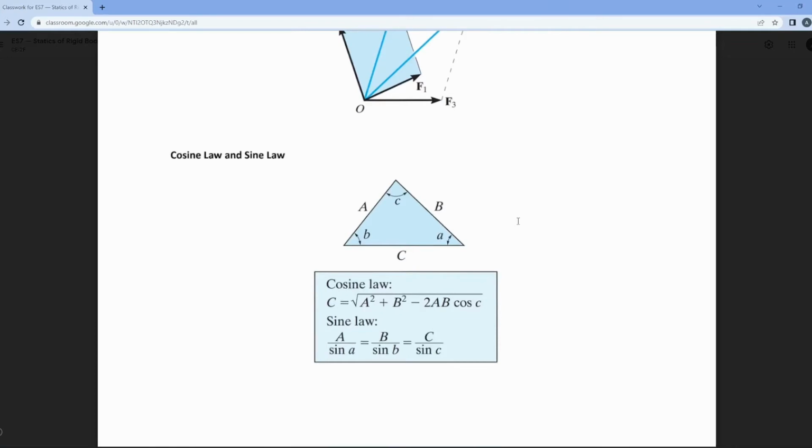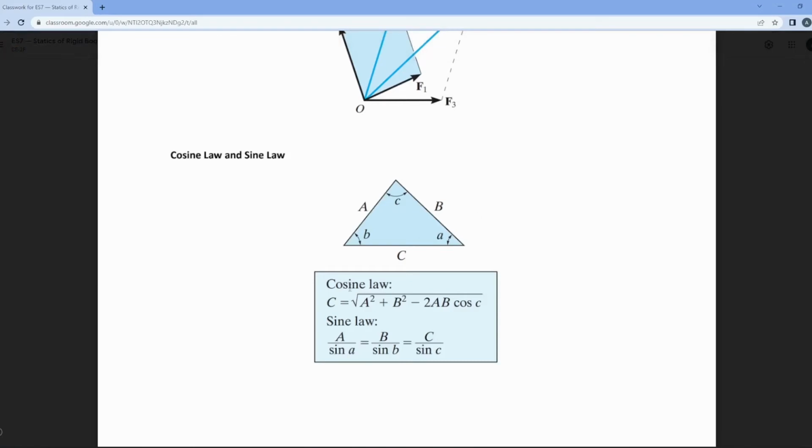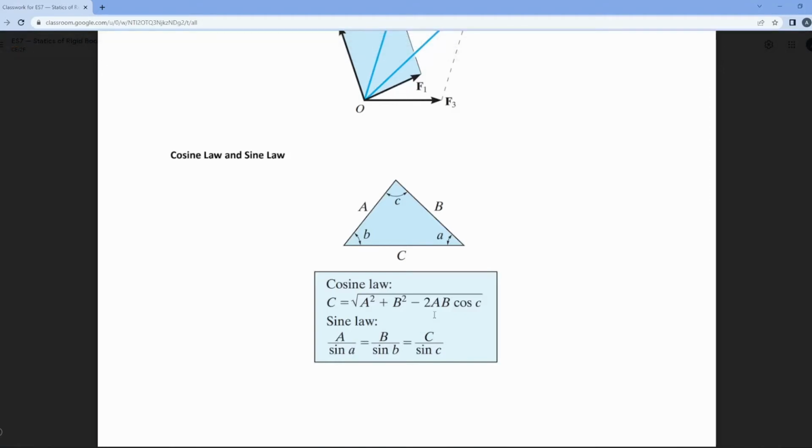Next, we have cosine law and sine law. This is just a review of your trigonometry. So, you have a triangle that has three sides and three angles. Using cosine law, you can find the magnitude of the third side if you are given the two sides and the angle opposite the unknown side. For sine law, a side over the sine of the angle opposite that side is equal to the same for the other two sides. Okay, so that's how cosine and sine law work.